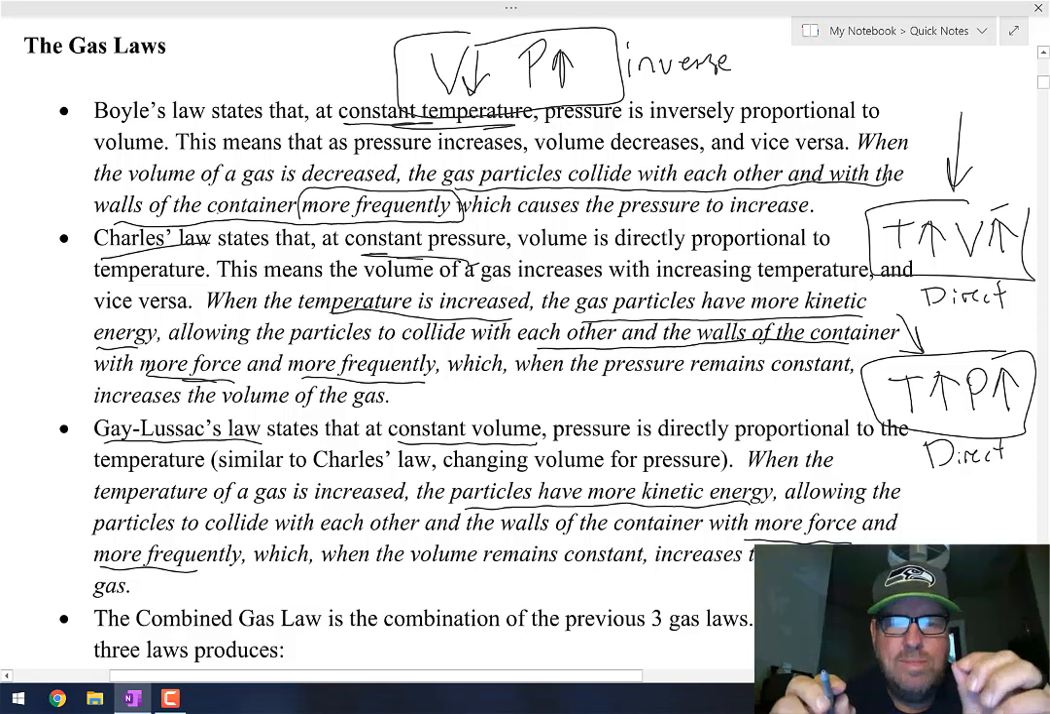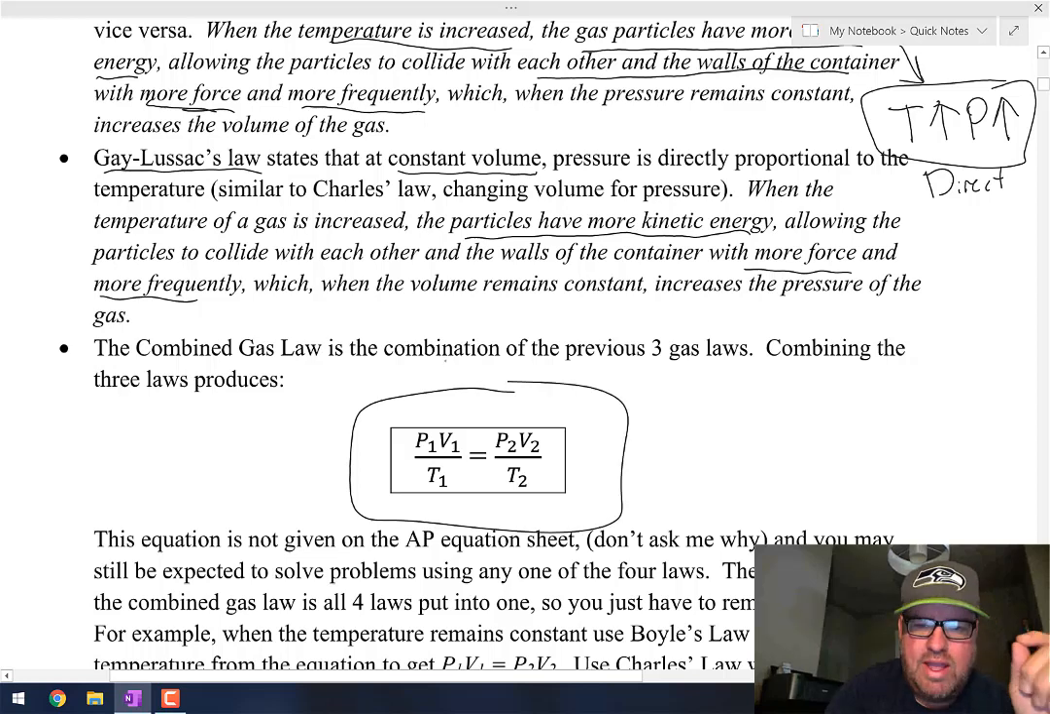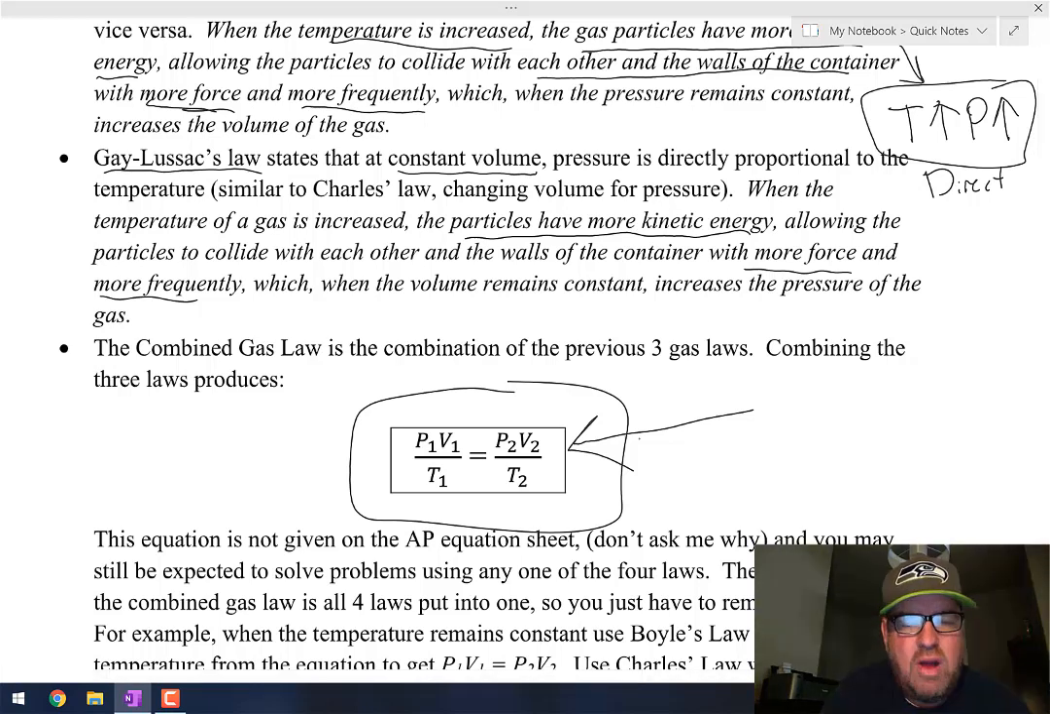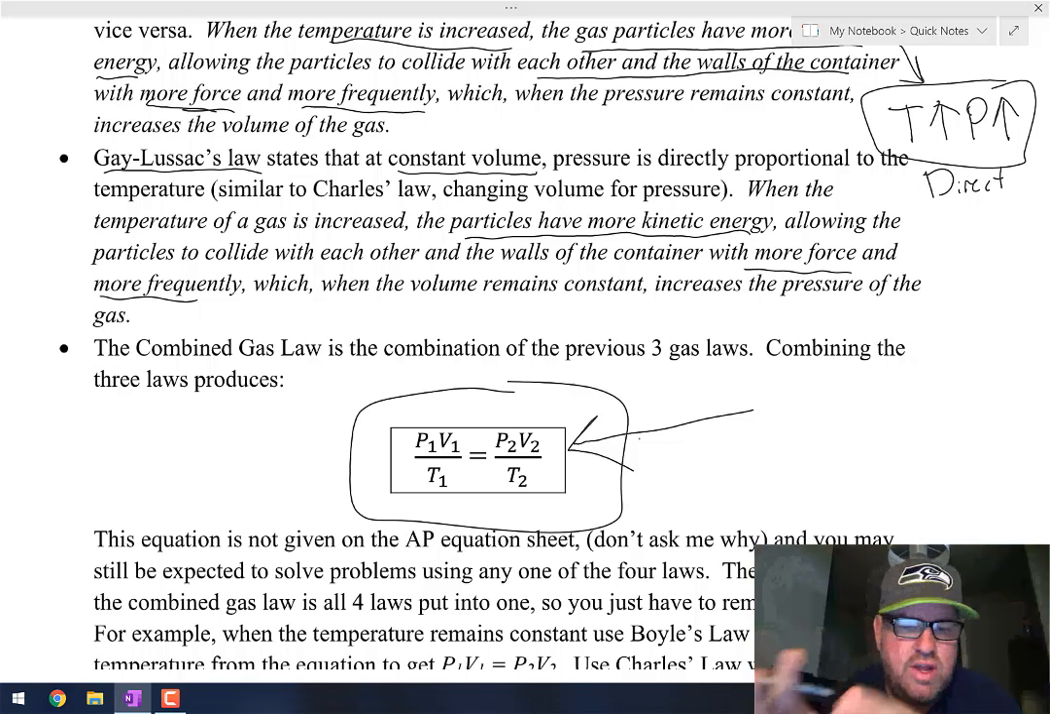Now, all three of those put together make the combined gas law, okay? And so I don't want you to remember each one individually. I simply want you to remember this law right here. This used to be on the equation sheet, and they still do ask problems about it. I don't know why they keep putting some equations on and taking other ones off.